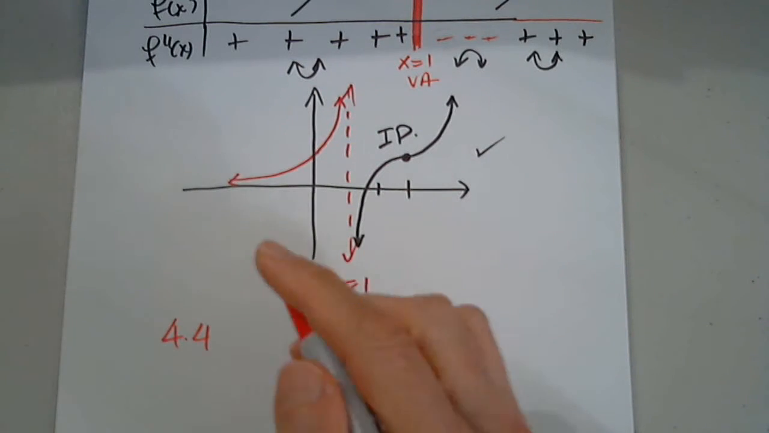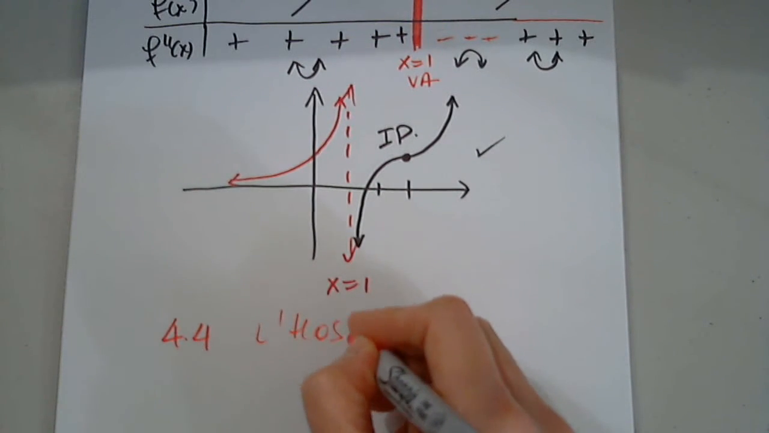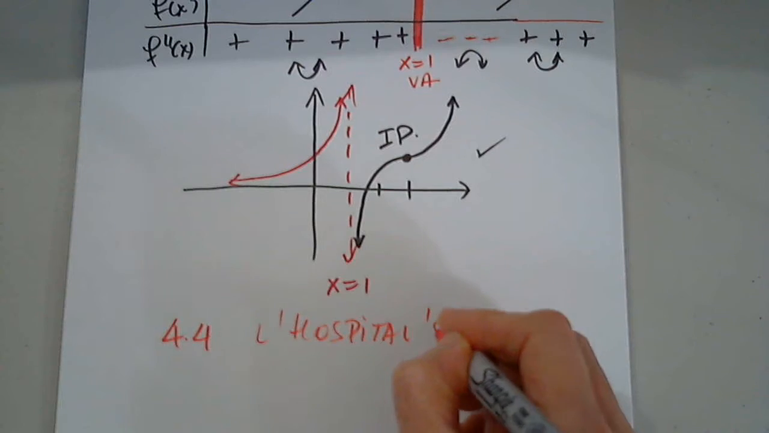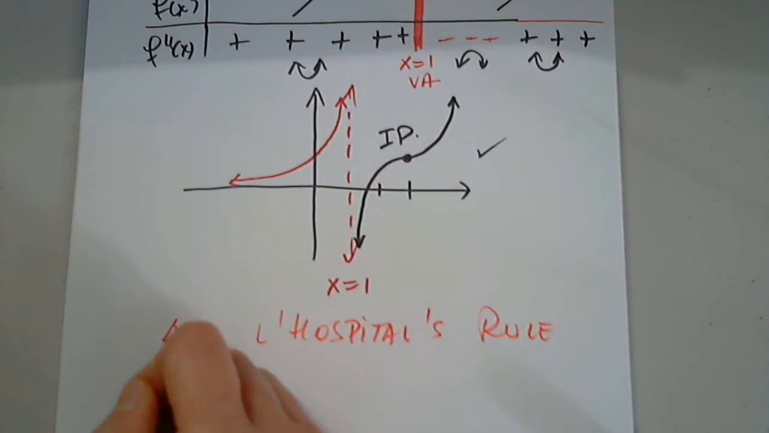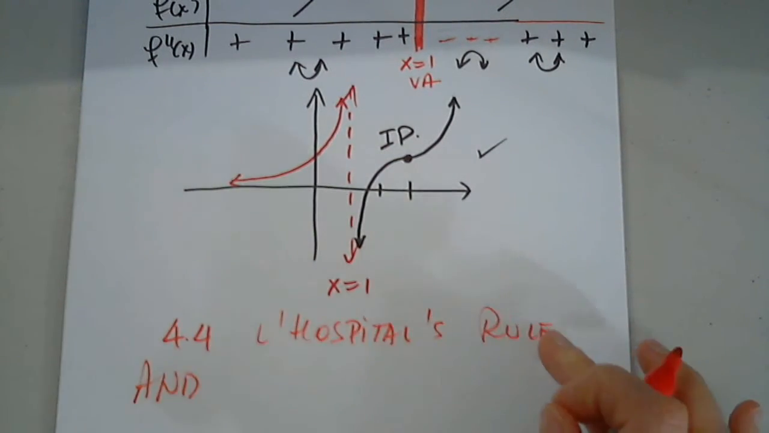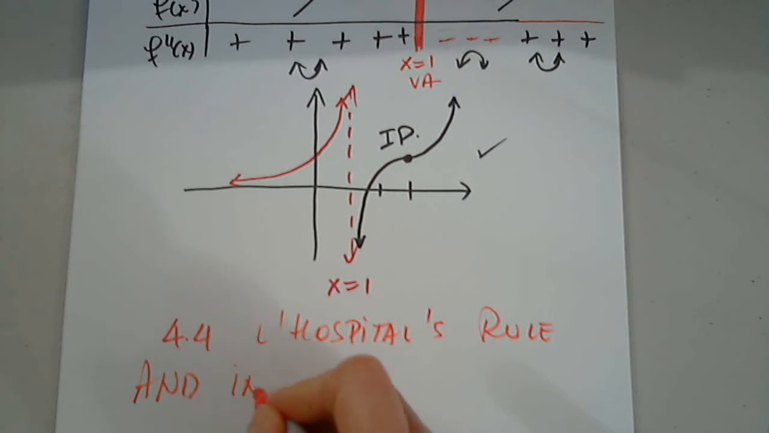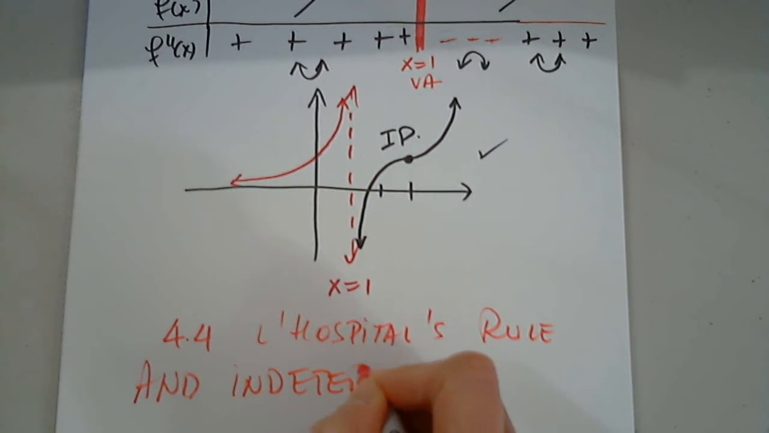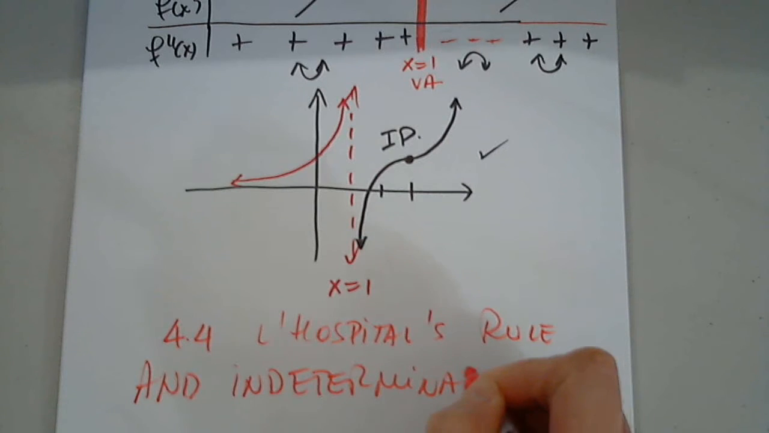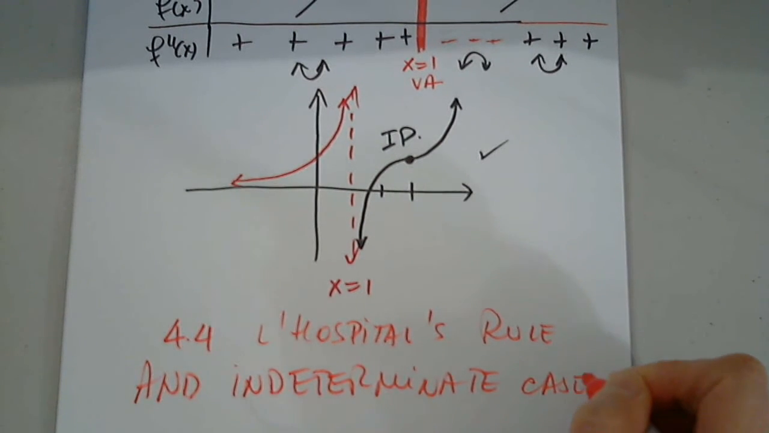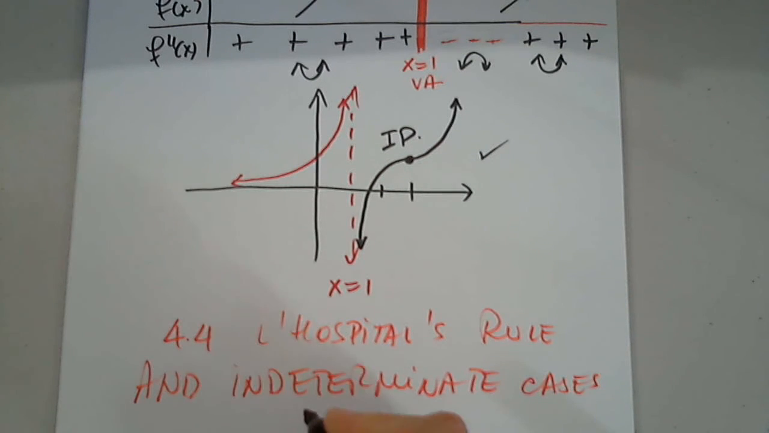So this deals again with L'Hopital's rule, which we know we have nothing to say about that. Indeterminate cases. As I mentioned a long time ago, there are seven indeterminate cases.